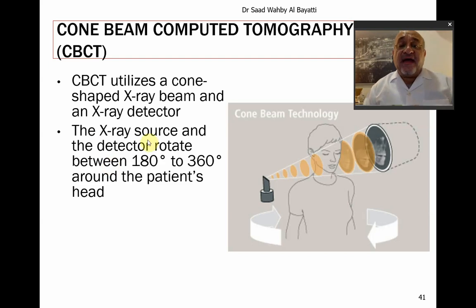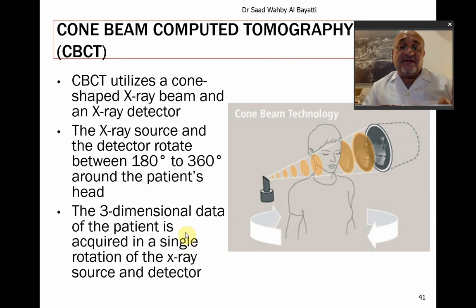The X-ray source, which is here, and the detector over here, are going to rotate between 180 to 360 degrees. Actually, 360 cannot be achieved. The maximum that we can get is around 270. It's not a complete circle, so it starts at one end and ends at the other. By so doing, it will scan the whole craniofacial structure. The three-dimensional data of the patient is acquired in a single rotation of the X-ray source and the detector. So it rotates one time, and we're done.